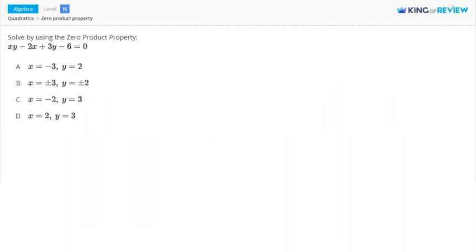Hello, this is King of Review, and we're going to use the zero product property to solve this equation. Now this is a little bit tricky because it's not your typical equation. xy minus 2x plus 3y minus 6 is equal to 0. But actually, this equation you can factor.